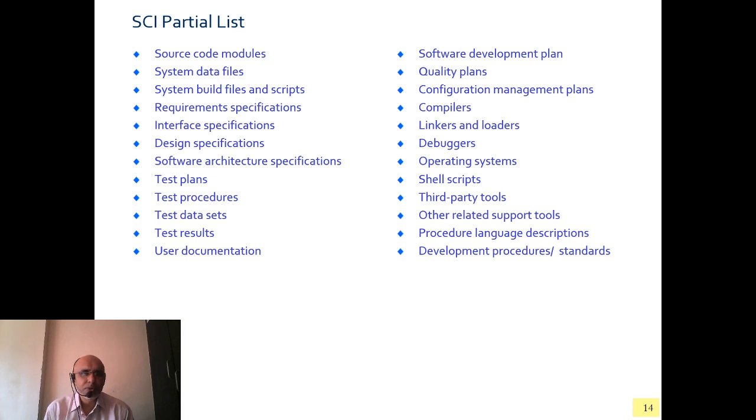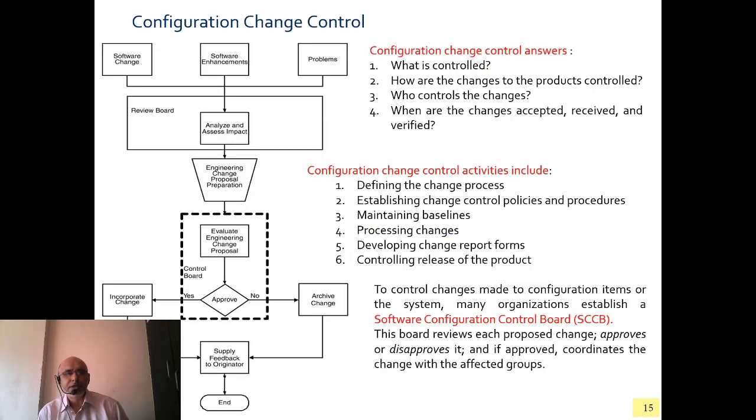That is source code modules, system data files, then build files and the scripts that you narrate. Many of the times the scripting language is used to build the code at a variety of levels, interface specifications, test procedures, test plan. Everything that you have been using as part and parcel of software, either in the form of executable code or any kind of physical unit as far as software is concerned, or documentation simply, will be serving as the SCI partial list.